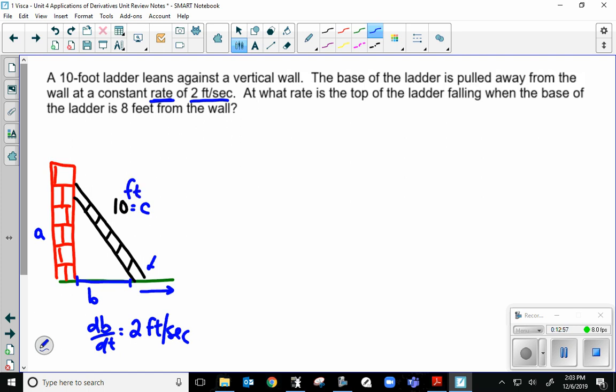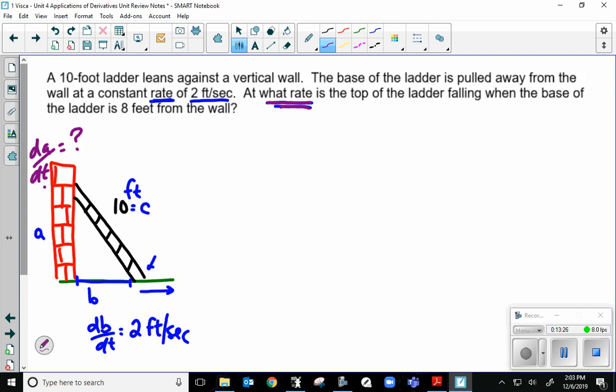So that B value is sliding to the right. It is growing that distance. The base is moving farther away from the brick wall at 2 feet per second. At what rate is the top of the ladder falling? So they want us to find a rate. Let's go purple. They don't want us to find A. They want us to find dA/dt.